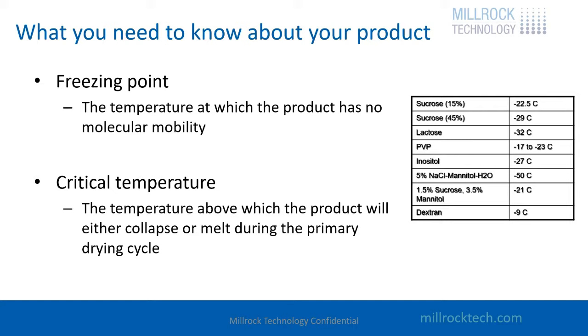To start this process, you need to know something about your product, and it's critical that you know this information. The first thing is the freezing point, and that's going to be the temperature at which the product has no molecular mobility. Typically, things with solvents or salts are going to have a much lower freezing point than those that don't. There's also another parameter that's called the critical temperature, and this is the temperature above which the product will either collapse or melt during the primary drying cycle.